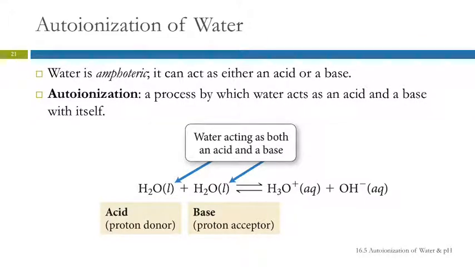So we've mentioned that water is amphoteric. It can act as an acid or a base. It can actually do this with itself. So this is called the autoionization of water.